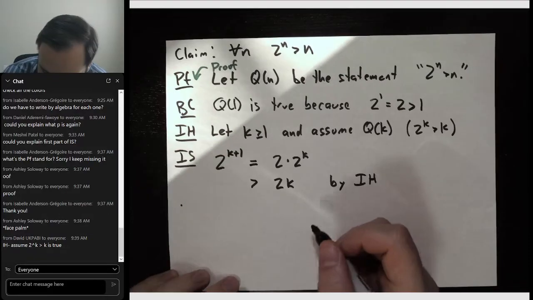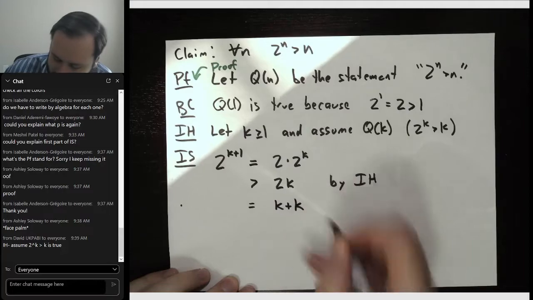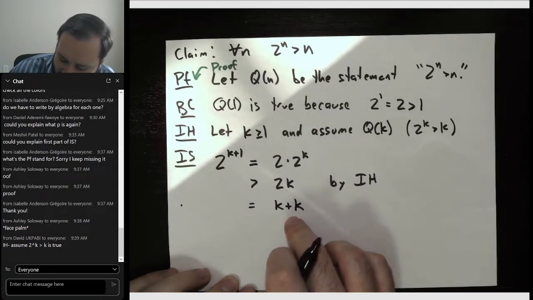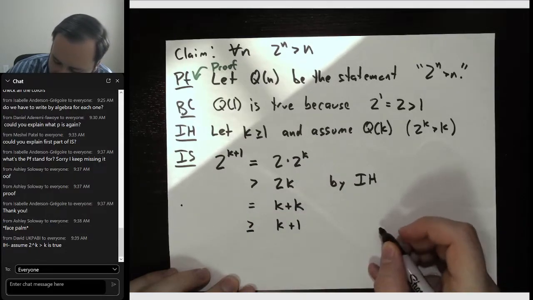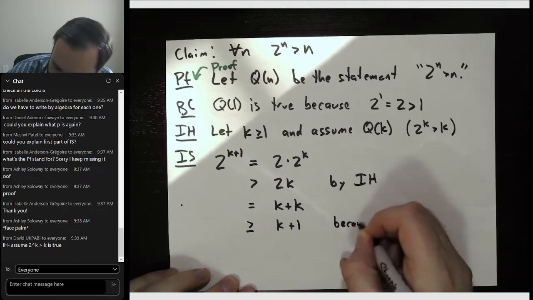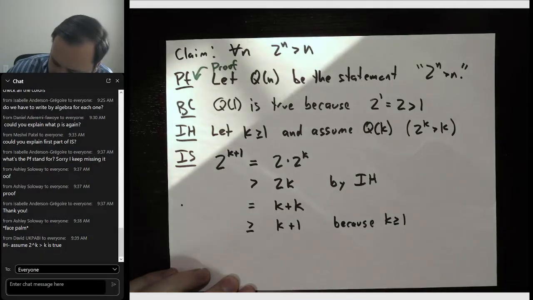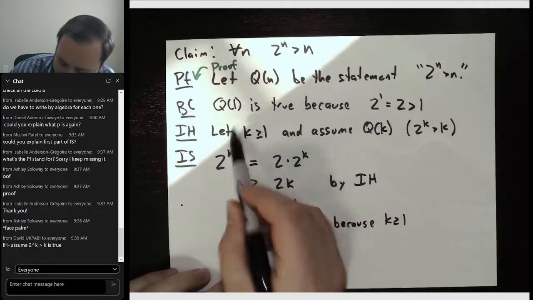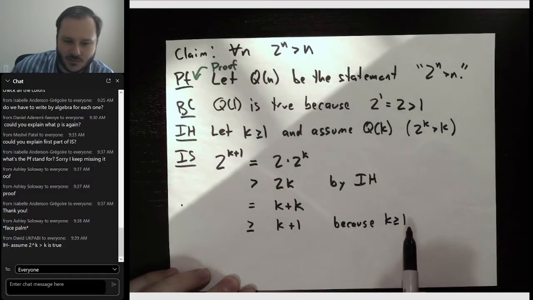Well, there is a trick here. This is a really useful trick. This is equal to k plus k, and k plus k is greater than or equal to k plus 1 because k is greater than or equal to 1. Right? In my induction hypothesis, I said, let k be greater than or equal to 1. I'm using that part too.